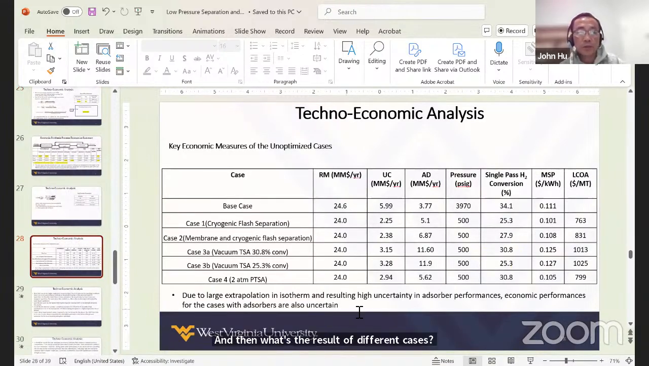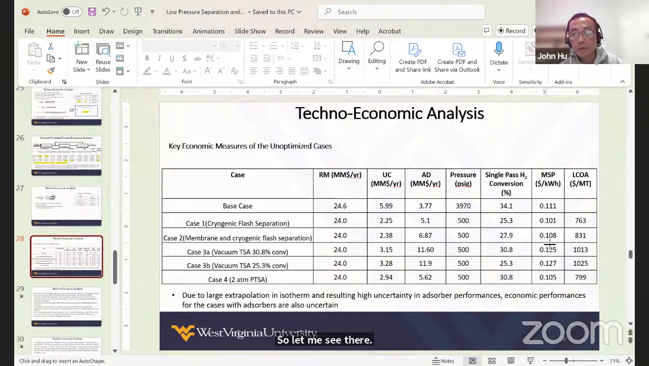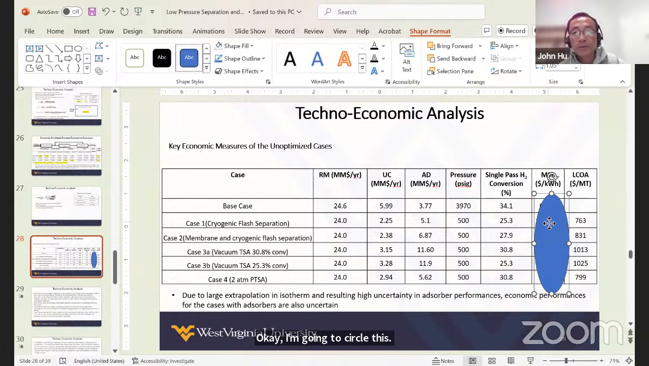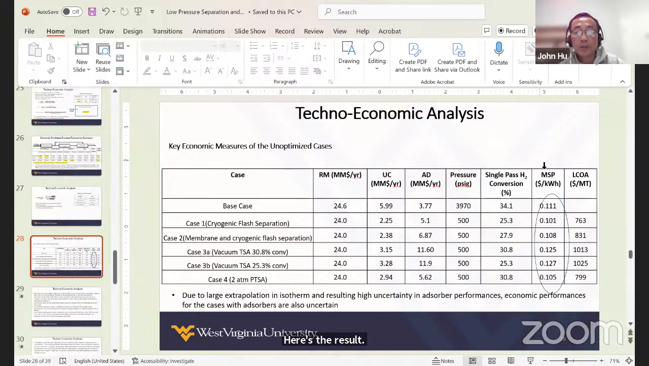So this is the result, okay? Let me see, okay, I'm going to circle this. Here's the result. I hope you understand engineering economics.